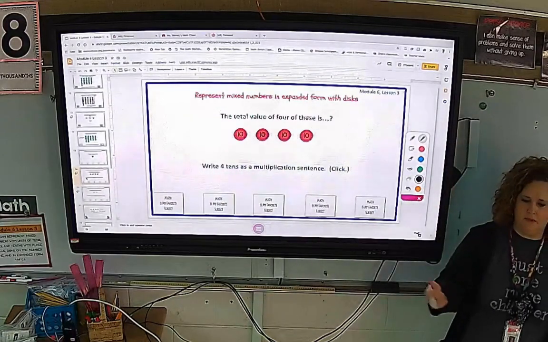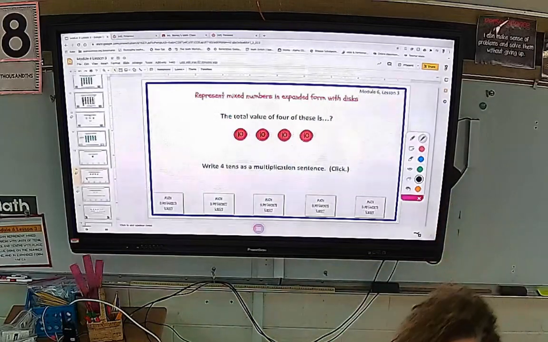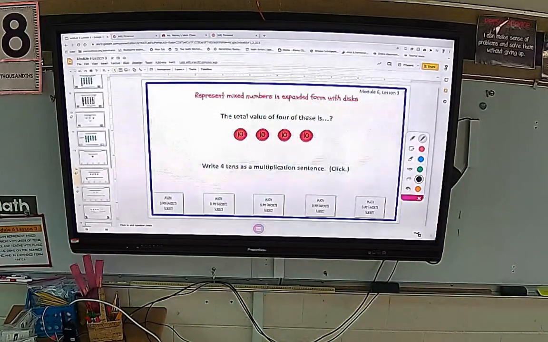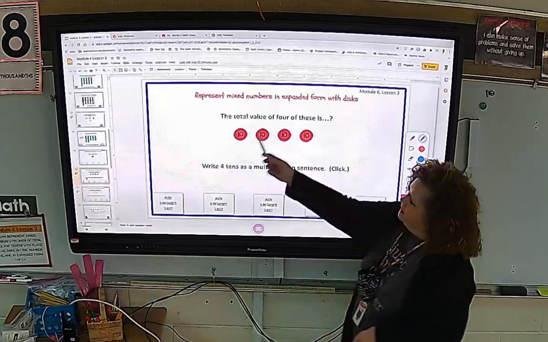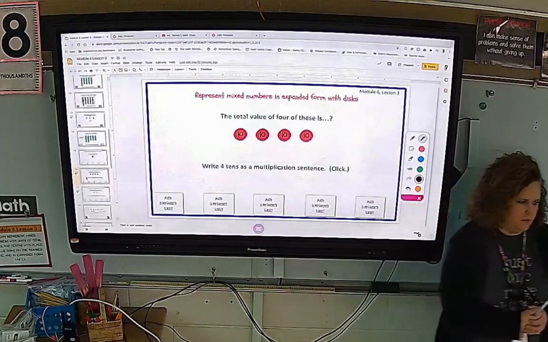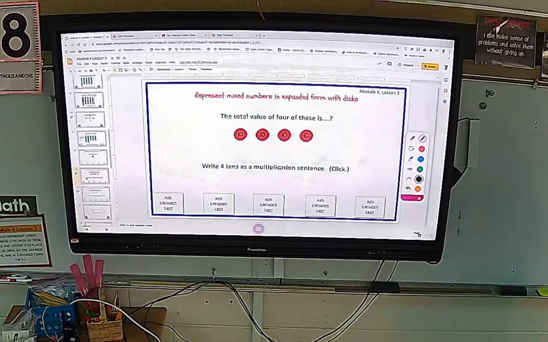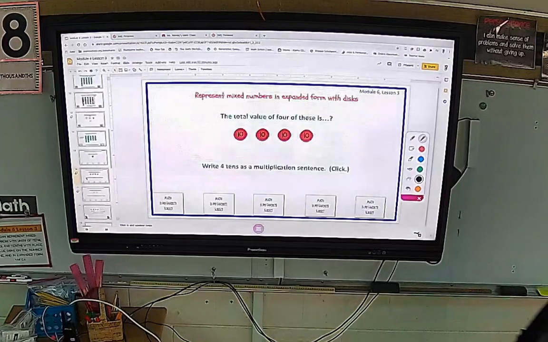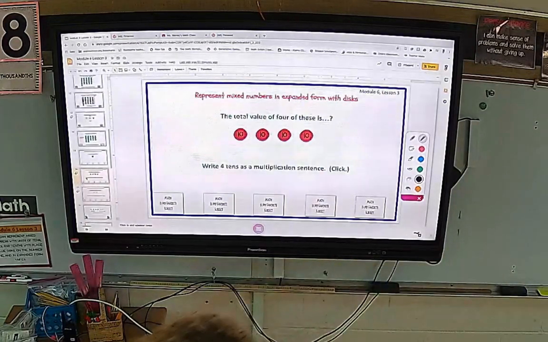What is a multiplication sentence? Write on your whiteboard a multiplication sentence to show that. Okay, and hold it up and let me see from everybody. I love it when I can see from everybody. This is simple. I'm not asking you to do anything tricky here. This is basic.